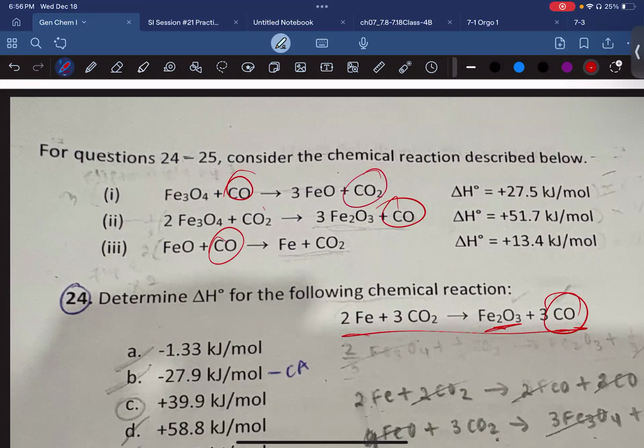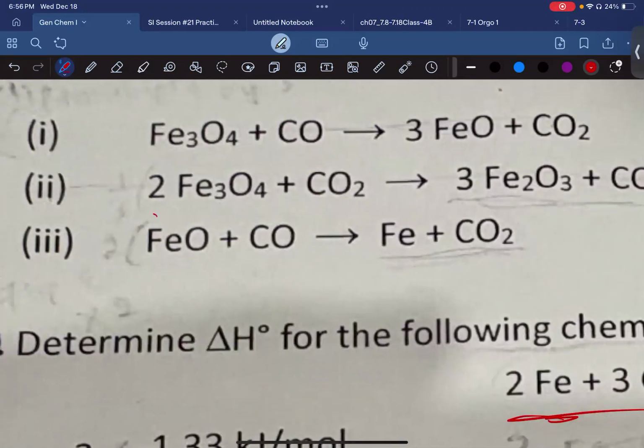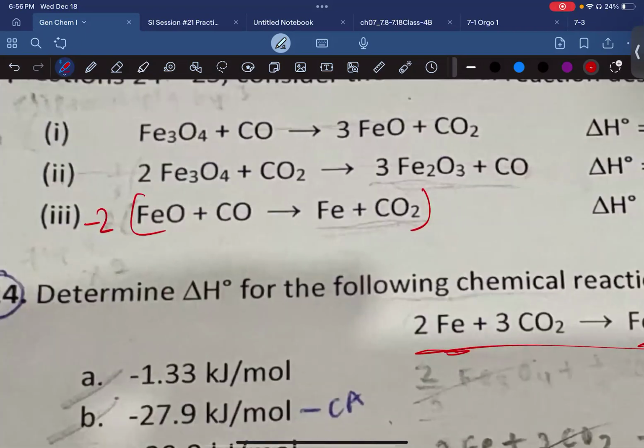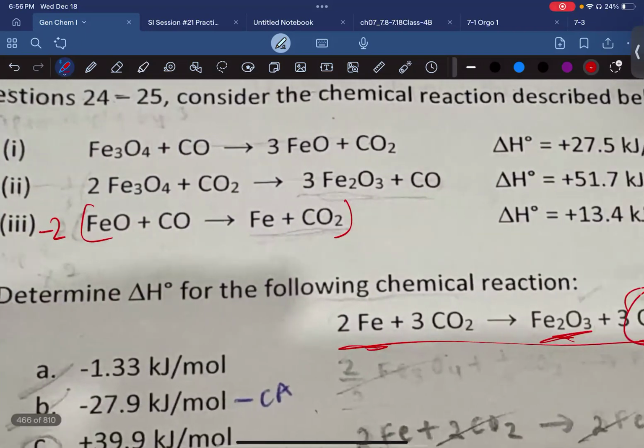Again, there's also multiple carbon dioxide, so that's also something you probably shouldn't focus on right away. I guess the first thing you should focus on is the iron and the Fe2O3, right? For this one, you want to flip this and make this -2, because we know that iron has to be on the left side.